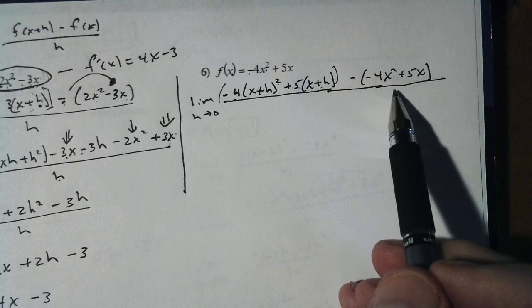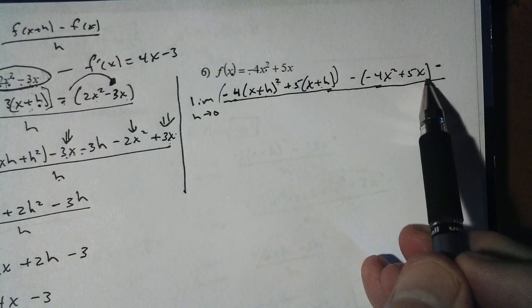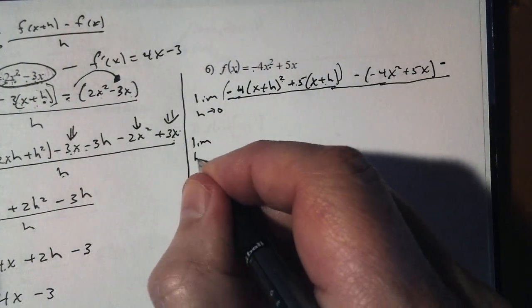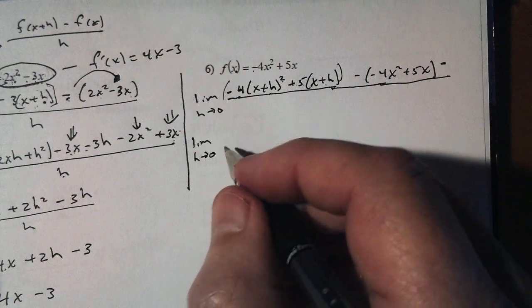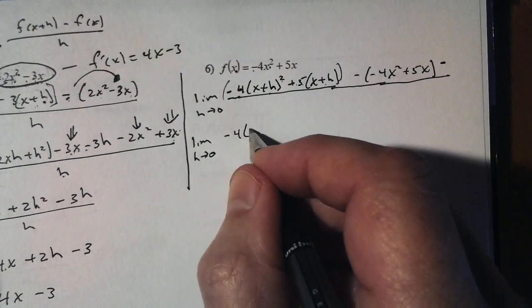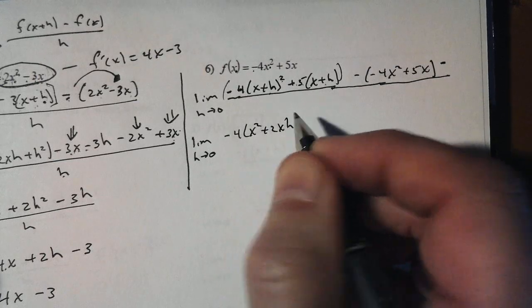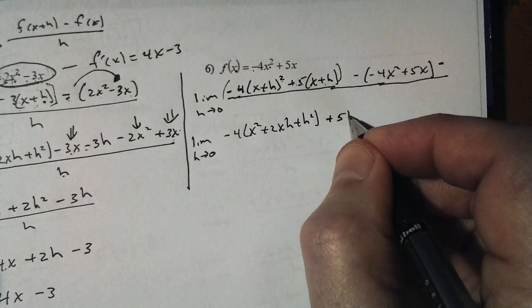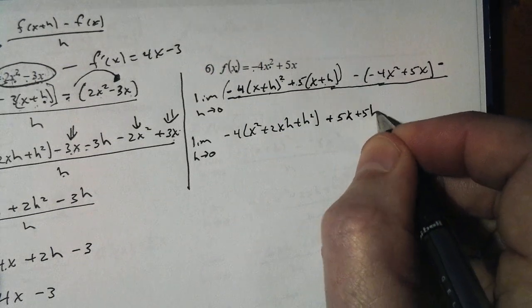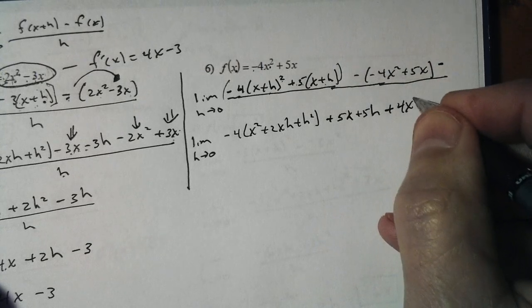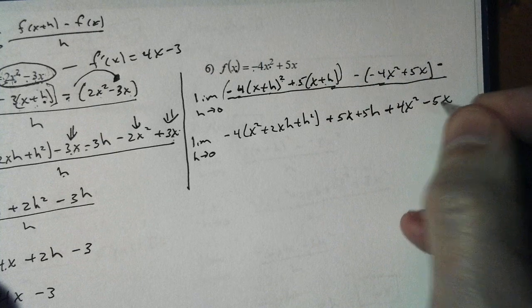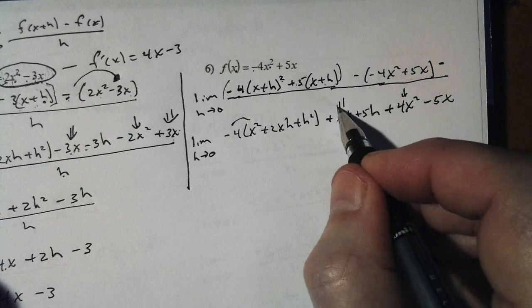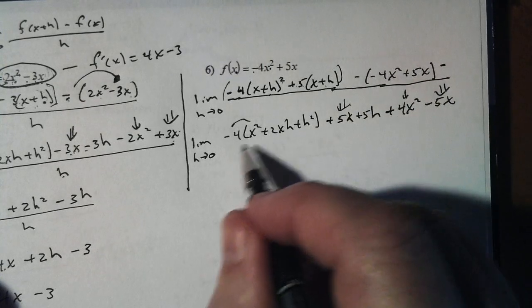And I talked about on the last problem, it's a pretty good habit to get into, making certain that we put those parentheses here so we don't get that most common algebra mistake. So limit as h approaches 0. Let's see what good happens here for us. I get negative 4 times x squared plus 2xh plus h squared plus 5x plus 5h plus 4x squared, distribute minus 5x. Did I get some magic here? Minus 4x squared plus 5x minus 5x.